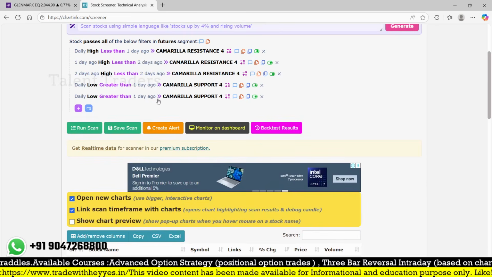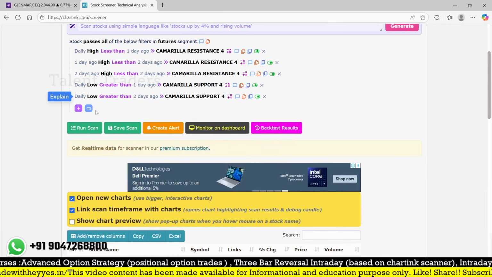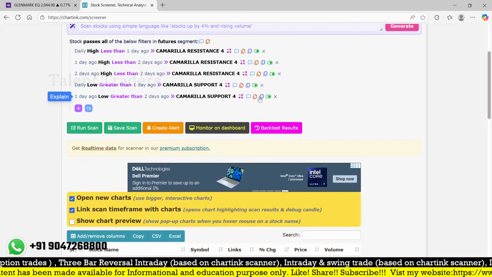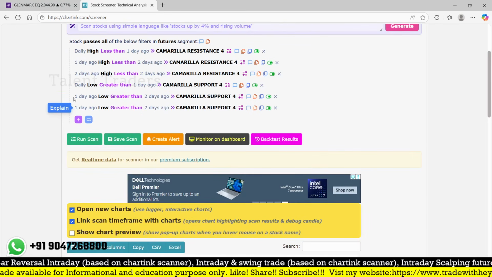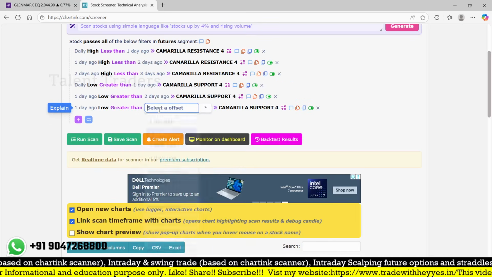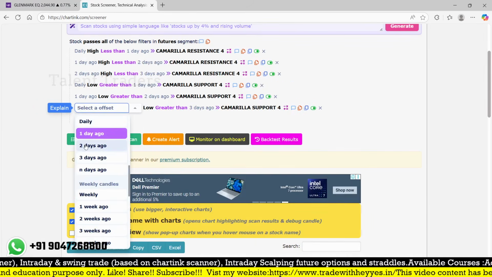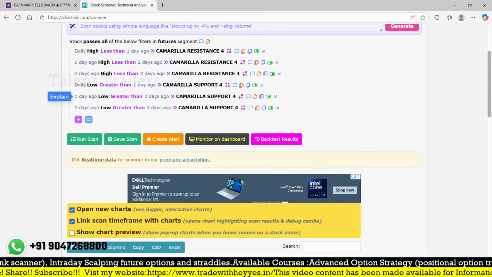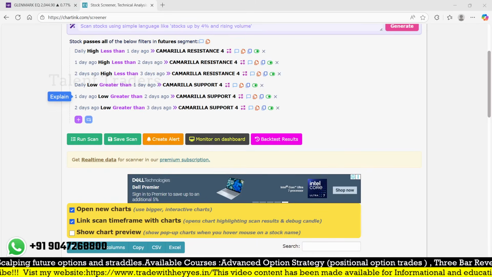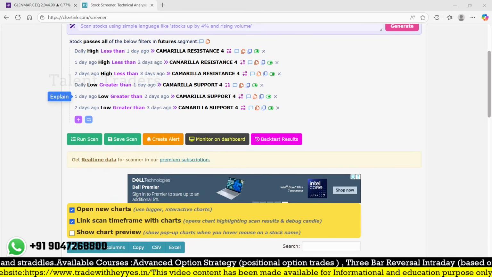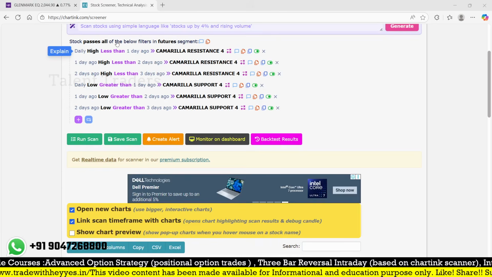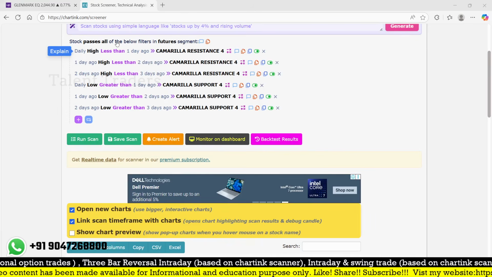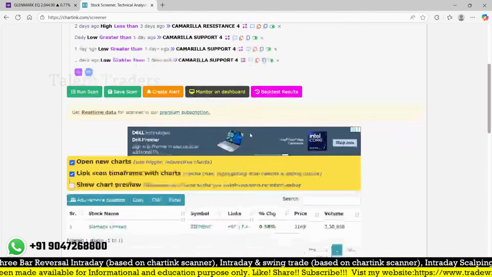So here we copy this, and 2 days ago, here it should be 1 day ago, and again you copy this, here it should be 3 days ago, focus 3 days. Okay, so this will help you to fetch a stock forming such a pattern in a particular day where high and low are inside the Camarilla resistance 4 and the support 4. Let me try to check any stock which is forming such a pattern.